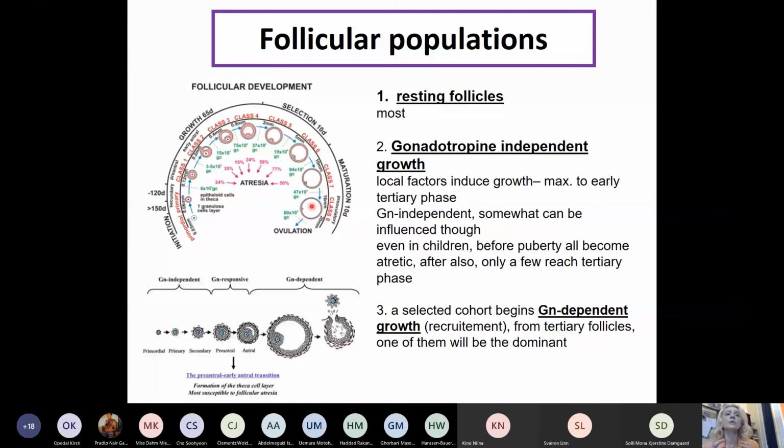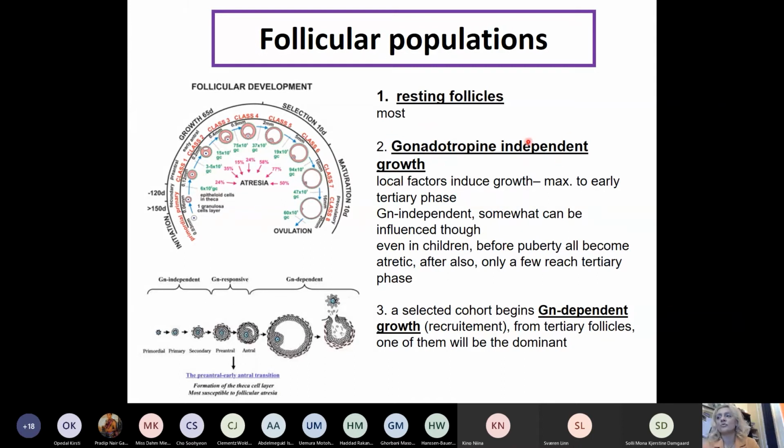So let's see the population of the developing follicles. Of course, most follicles are resting follicles. They wait for the next month to develop, or whenever they're going to develop. And then we have a group of follicles that begin to grow. We don't know why and how a certain group of follicles is chosen, or selected.